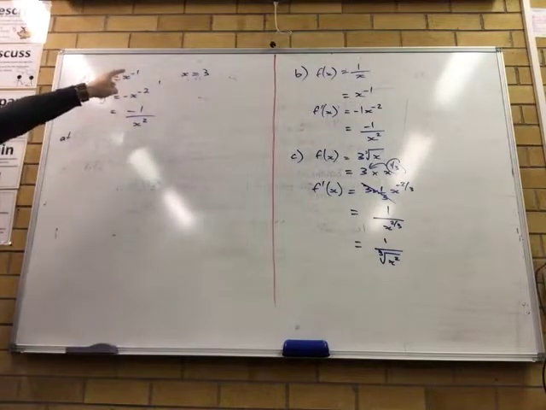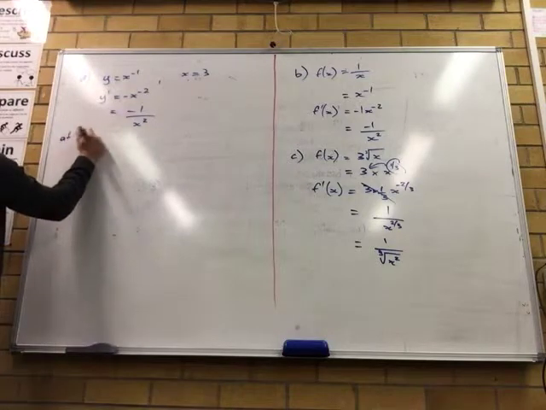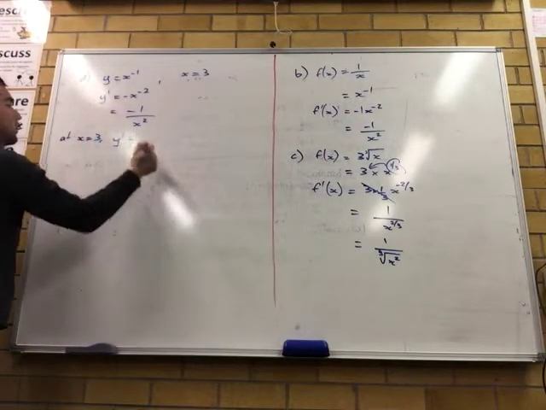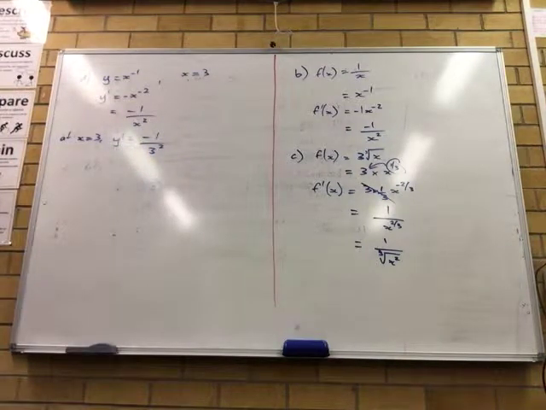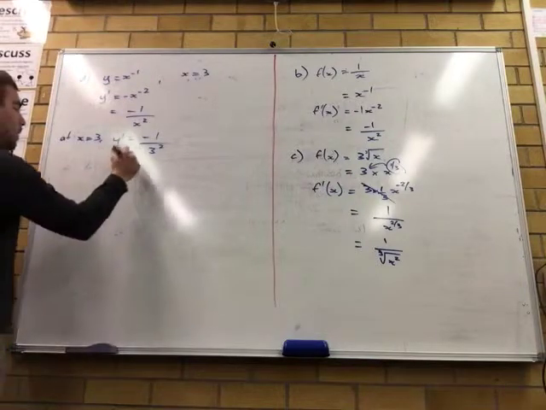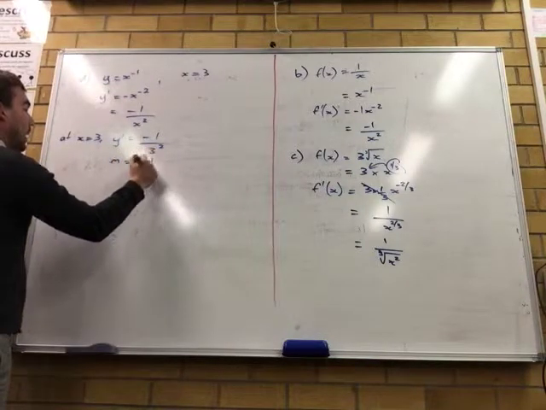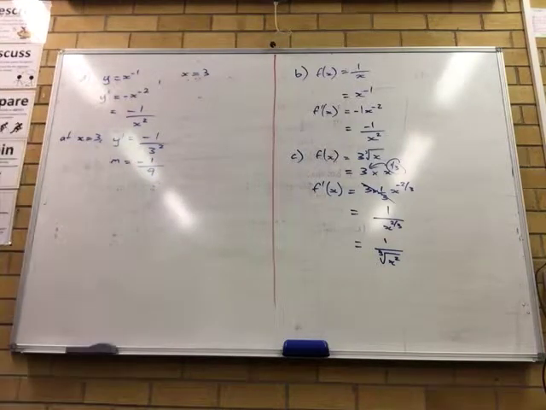Right, so now we need the gradient of the tangent at x equals 3. So every time there's an x, we substitute in 3. And this gives us the m, the gradient that we need for our point gradient formula. Okay, so we need the equation of the tangent straight line. So to find the equation, we need the gradient and we need a point. Okay, do we have both those things?